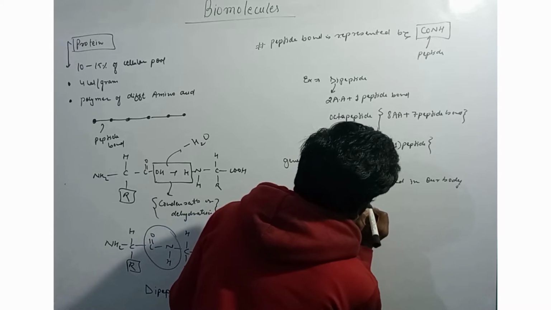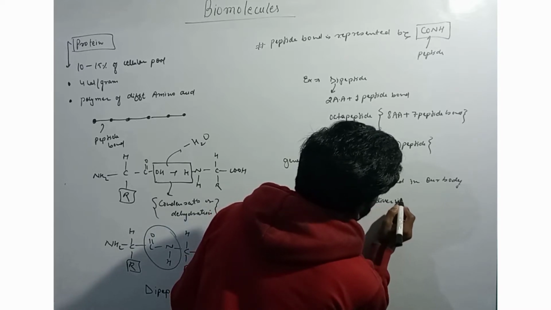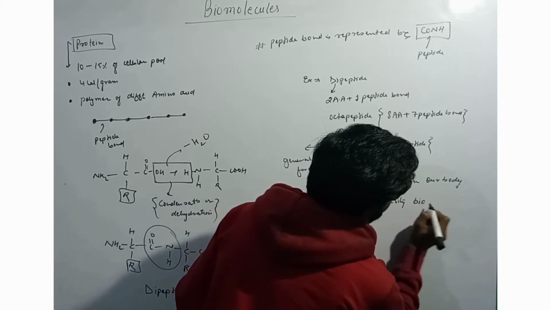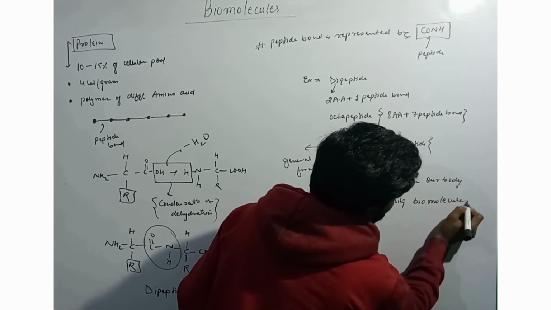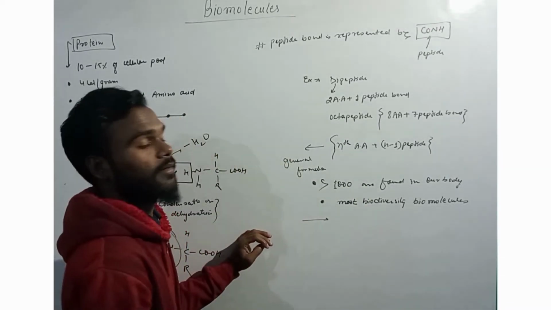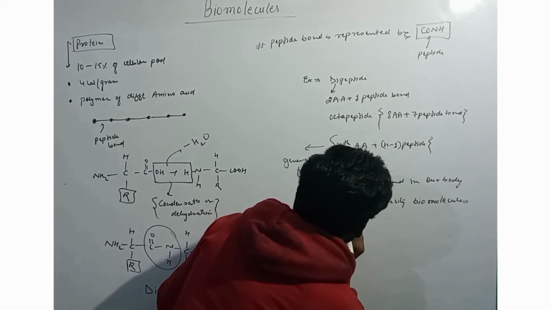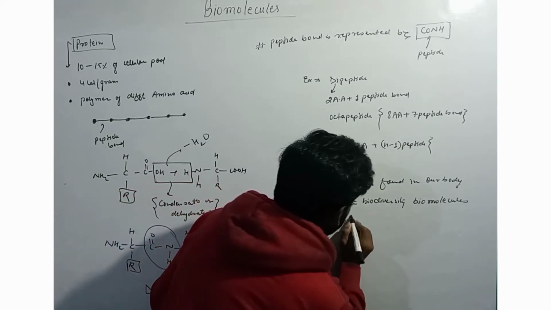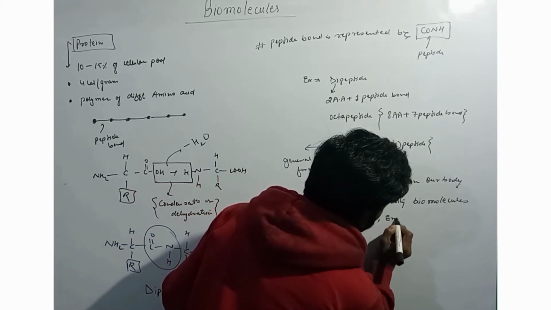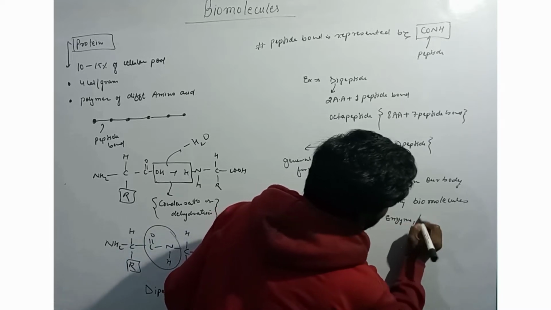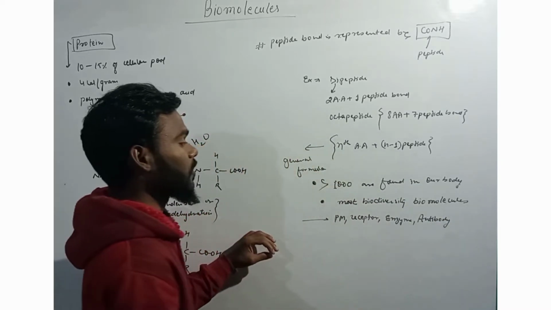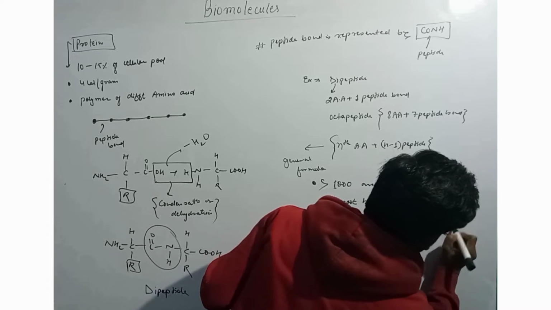Proteins are the most biodiverse biomolecules. Let's see. Talking about protein, proteins are found in the plasma membrane. Proteins are also found in receptors. They are also found in enzymes. They are also found in antibodies. They are also found in antigens.